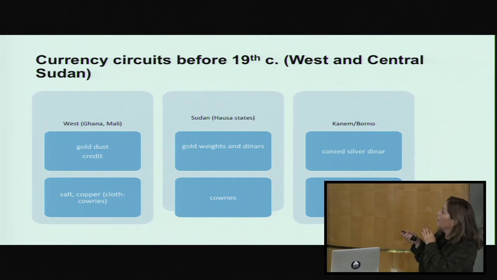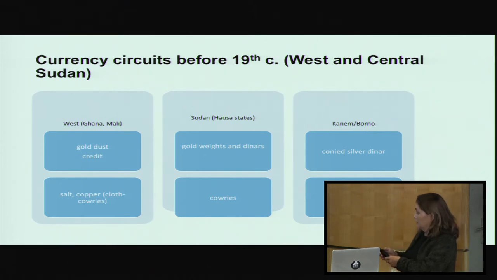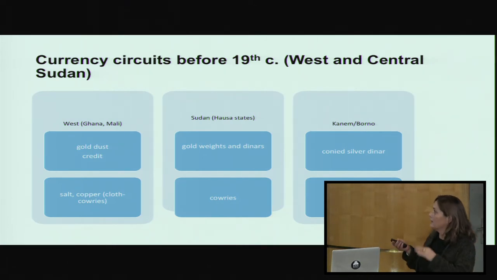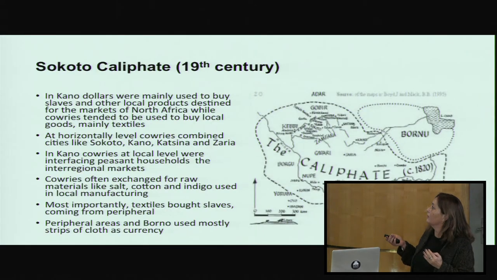On Carnarvon, I have this evidence of silver dinars. I don't know which kind of dinars, probably coming from North Africa. But the evidence is clear, and then you have copper and cloth. So I'm just trying to see how it was changing in pre-colonial times.